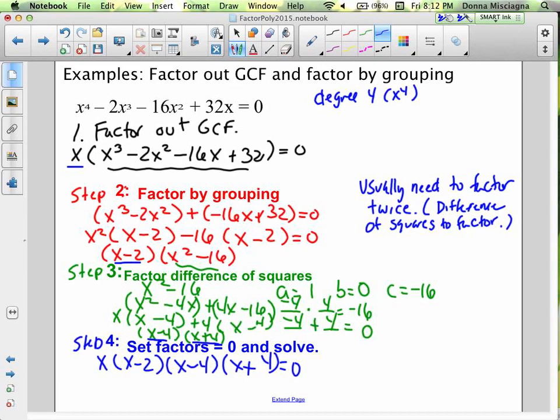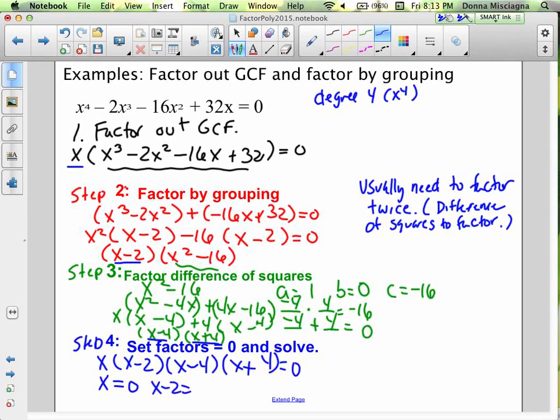So by the way, our original equation, x to the fourth minus 2x cubed minus 16x squared plus 32x, has the exact same value as x times (x minus 2) times (x minus 4) times (x plus 4). It's in factored form, but it represents the same equation. So we're going to set all of our factors equal to 0. We have x equals 0, and that's just about the end of that, right?